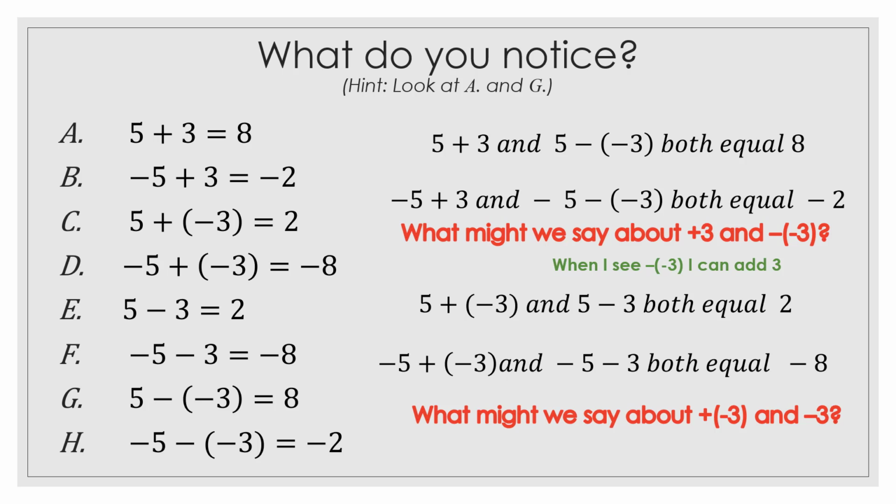Same with what might we say about plus negative 3 and take away 3, or minus 3. When I see minus 3, I could just add negative 3. Or if I was supposed to add negative 3, I could take away 3. So finding those patterns can help you develop rules that then maybe make more sense.